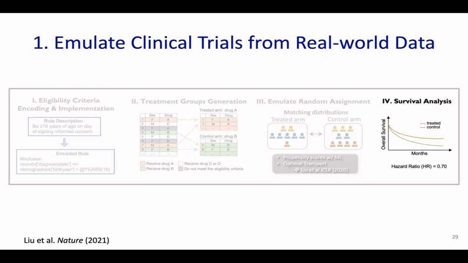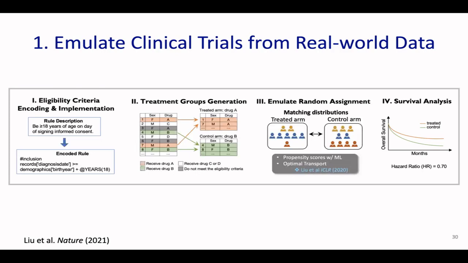We have a metric for this, which we call the hazard ratio. A hazard ratio less than 1 means the drug in the treated group performs better than the drug in the control group. If you do not have a background in survival analysis, you just need to keep in mind that a hazard ratio less than 1 means your new drug, the treated drug, is better. After you have this whole process, like rule encoding, treatment group generation, random assignment, and follow-up analysis, for example survival analysis, you are able to emulate clinical trials from real world data, from your medical records.